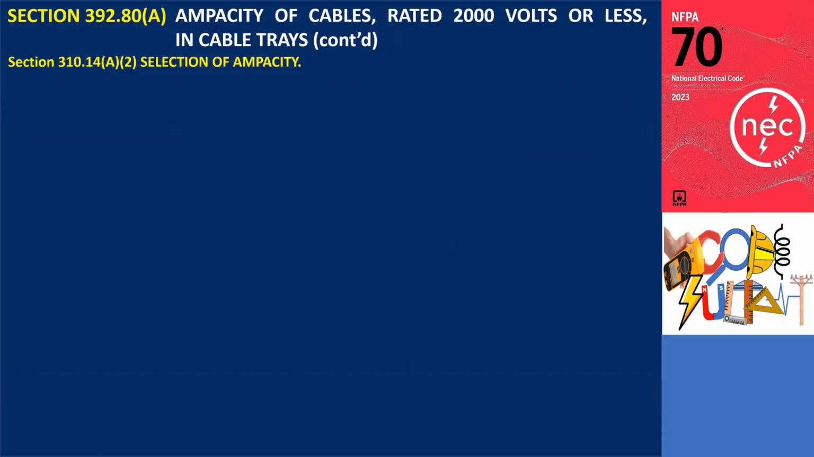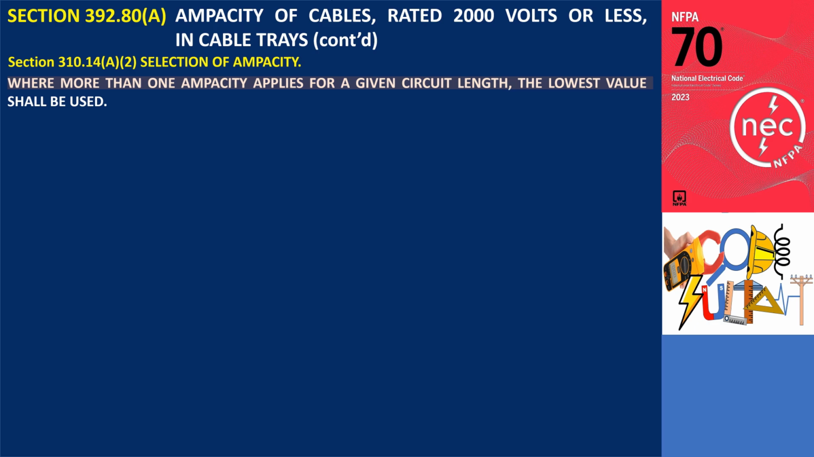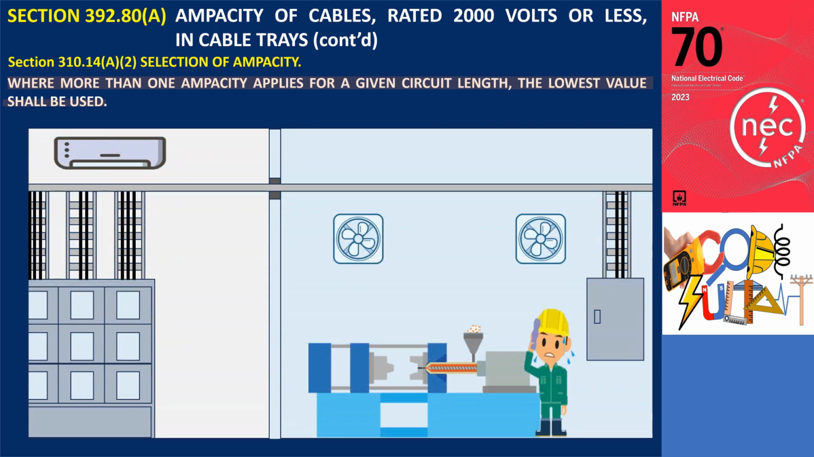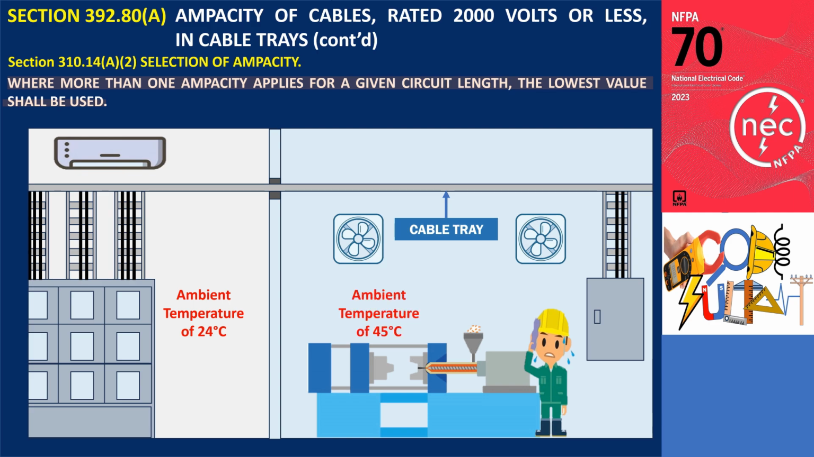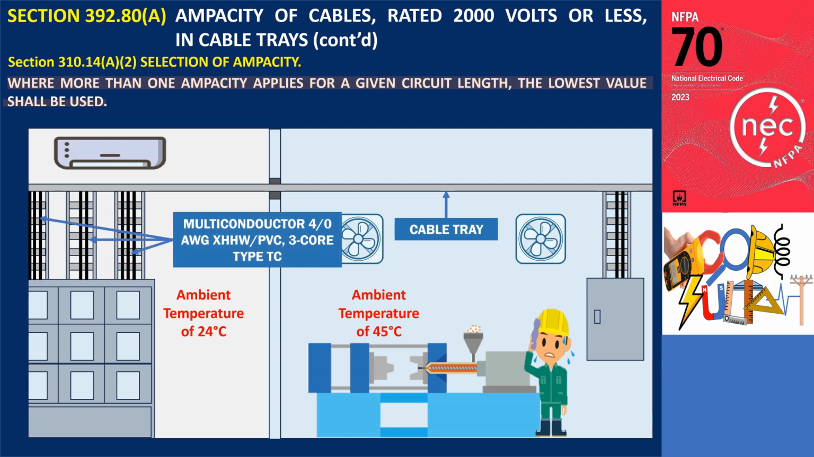To begin with, let's review the condition in Section 310.14(A)(2), which pertains to the selection of ampacity. According to this section, when multiple ampacities apply to a given circuit length, the lowest value must be selected. In this example, the multiconductor cables installed in the cable tray are exposed to 2 distinct temperature zones. The electrical room has an ambient temperature of 24 degrees Celsius, while the cables pass through a production area where the temperature reaches 45 degrees Celsius. The cables are 4/0 AWG XHHW, PVC, 3-core type TC power cables.